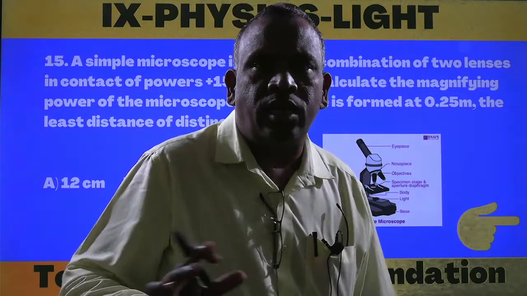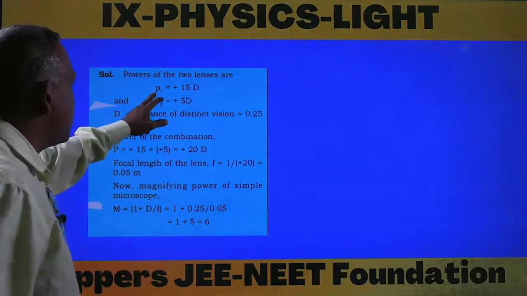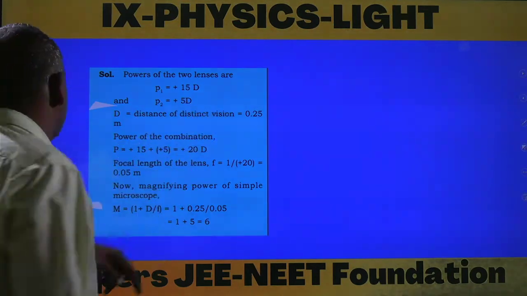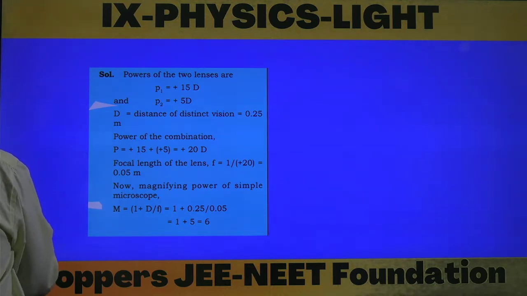So the total power is equal to the sum of the two. In the solution, the power of the first lens is 15 diopters.